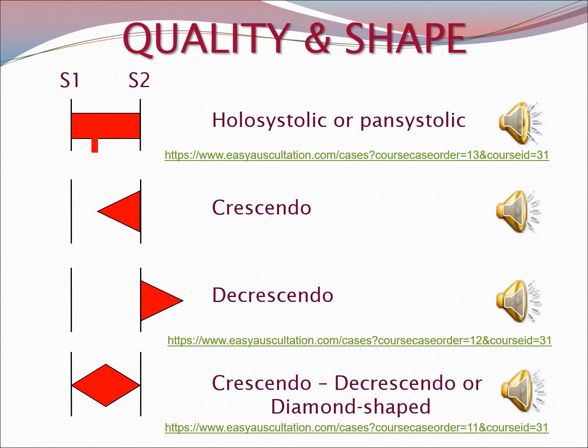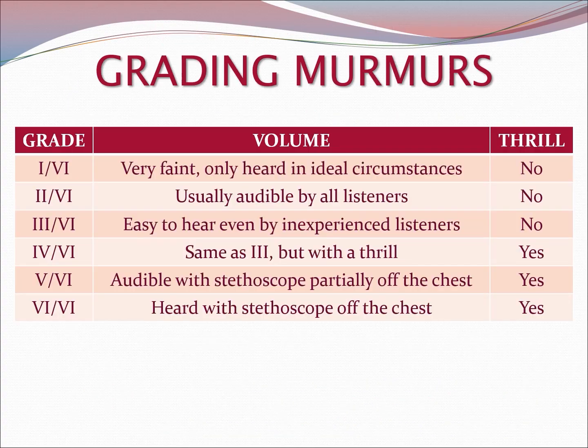Murmurs are graded using a scale from grade 1 through grade 6. It's considered grade 1 over 6 if it is very faint, only heard in ideal circumstances, and a palpable thrill is not present. Very common to hear a grade 2 over 6, and this is usually audible by all listeners. Again, there is no thrill present.